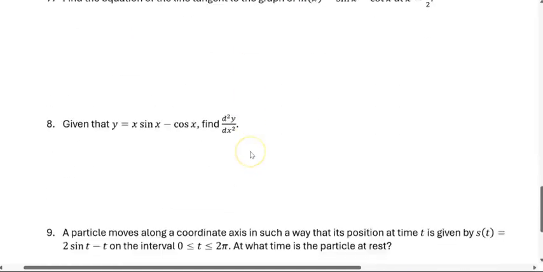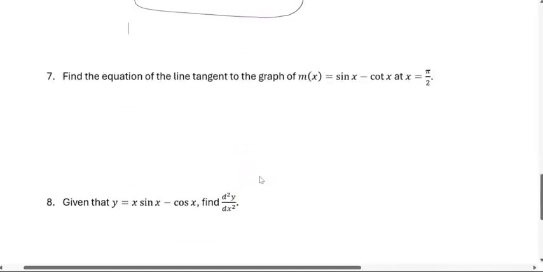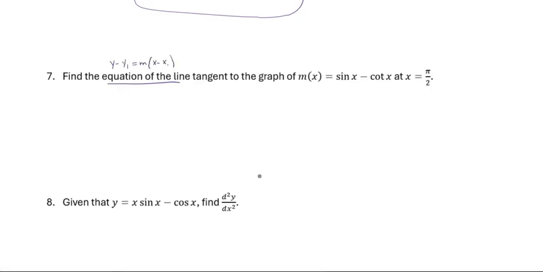Now let's go ahead and look at a problem where we apply our derivative function. So this one says, find the equation of the line tangent to the graph of m(x) equals sine x minus cotangent x at x equals pi over 2. Remember, what we need for the equation of the line is a slope and a point. Right? We're going to use this y minus y1 equals m times x minus x1 approach. So let's go ahead and get the point first. So our point at x is pi over 2. We're just going to find the value of the point by plugging pi over 2 into the function.